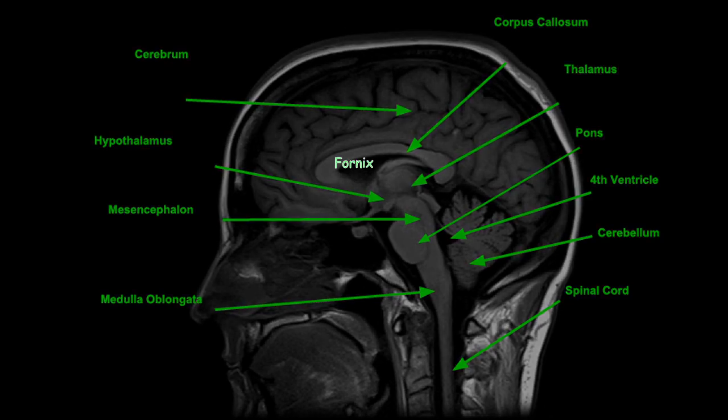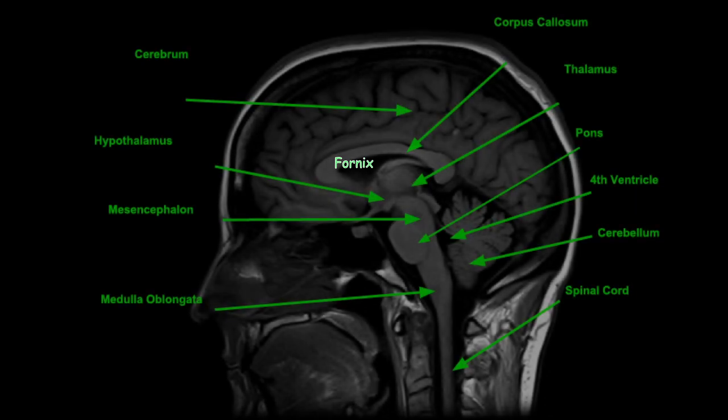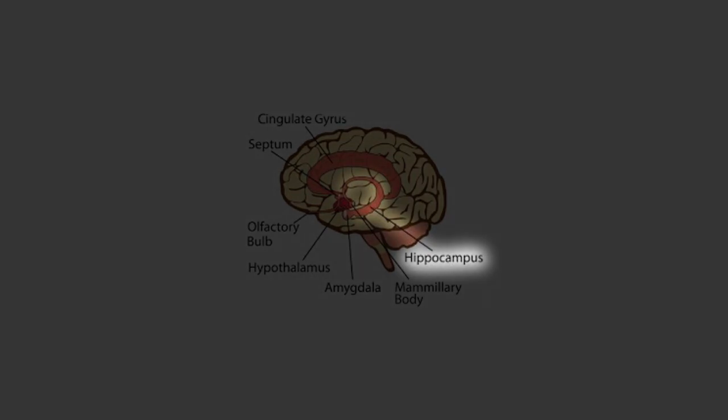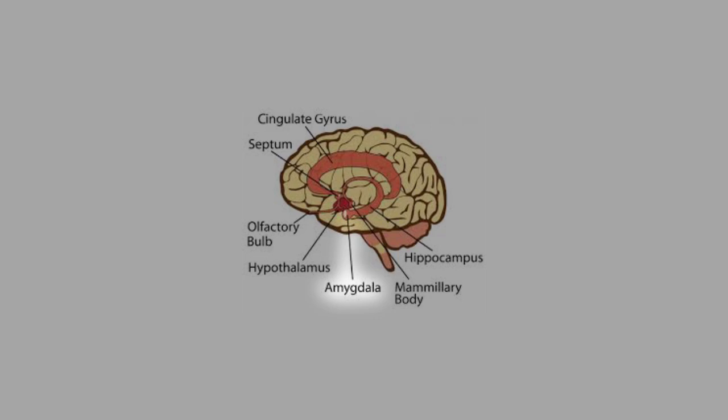Next is a C-shaped bundle of fibers known as the fornix. The fornix acts as the major output tract of the hippocampus. Let's actually talk about the hippocampus. The hippocampus, which resembles the shape of a horseshoe, is responsible for memory formation and storage. Located on the outside of the hippocampus is an almond-shaped mass called the amygdala. The amygdala is involved with the experiences of emotions.